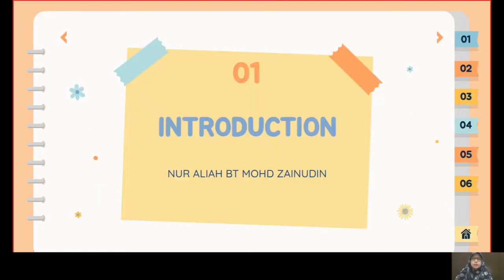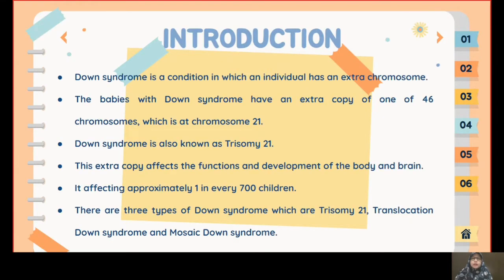I'm Nur Alia binti Mazainuddin, and I will present the introduction of Down syndrome. Down syndrome is a condition in which an individual has an extra copy of a chromosome. Typically, a normal baby is born with 46 chromosomes, but babies with Down syndrome have an extra copy of one of these 46 chromosomes, which is chromosome 21. Down syndrome is also known as trisomy 21.